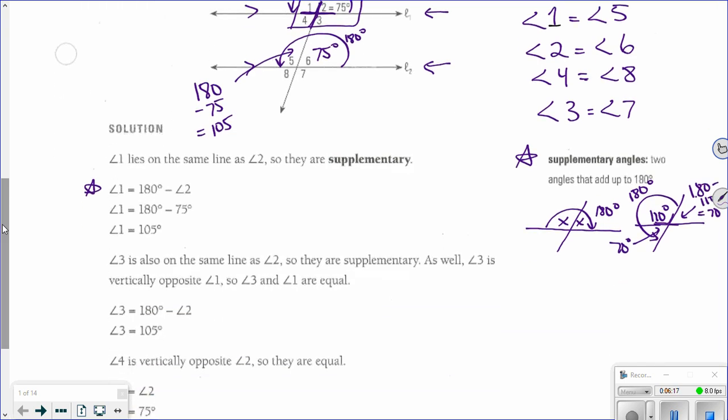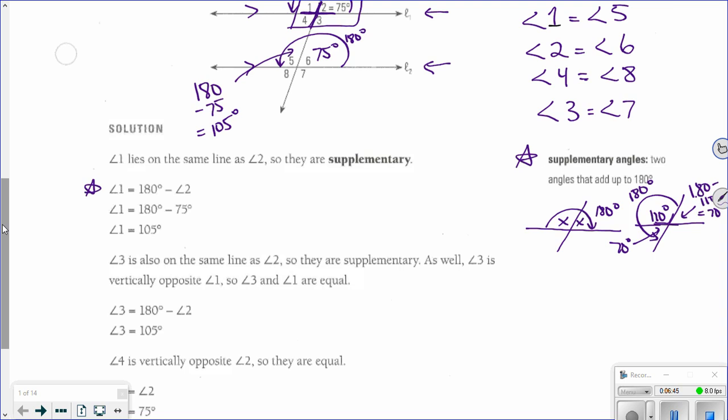Okay, the next thing they say is angle 3 is also on the same line as angle 2, so they are also supplementary. As well, angle 3 is vertically opposite to angle 1, so angle 3 and angle 1 are equal. So what this is telling us is because 2 and 3 are along that transversal line, they also add up to 180 degrees, so 3 is 105 degrees.